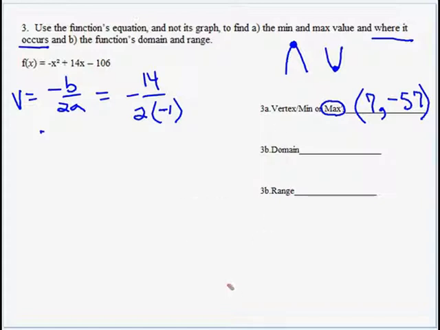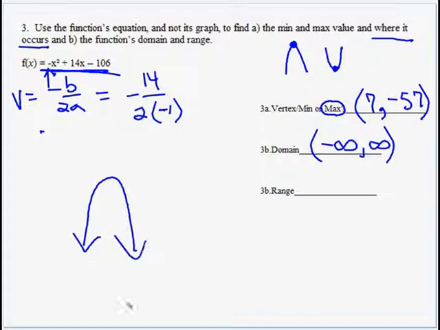Okay, domain and range. Again, in the last examples, we had the graph that really made it obvious. But the domain, all real numbers, negative to positive infinity. The range. Okay, what way does this parabola open? Well, it's a negative x squared, so our parabola opens down. So when we're talking range, we're going to head down to negative infinity. How high will we go on the parabola? Well, all the way up to the height of the vertex. The height of the vertex is the y coordinate, negative 57. There we go.